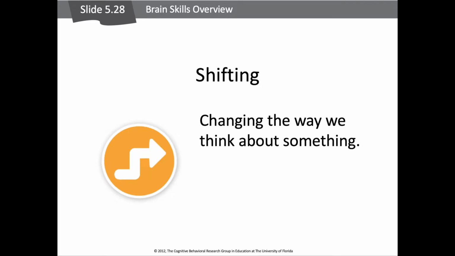The second brain skill is shifting. Shifting is changing the way you think about something. For example, in the number activity, you started off using one rule, then you had to shift and think about the activity in another way to use a different rule.